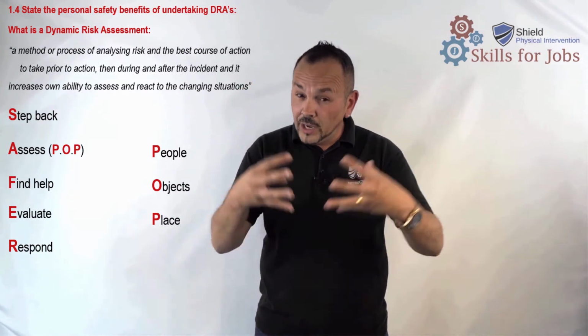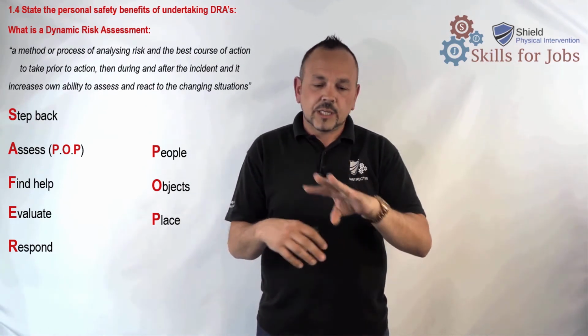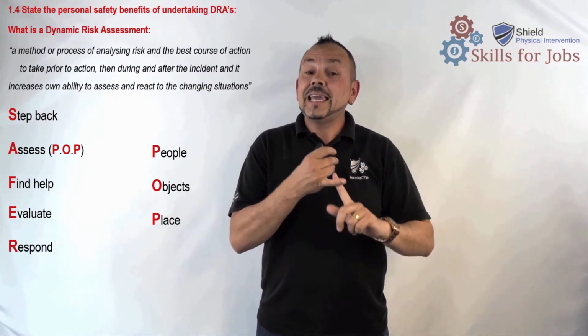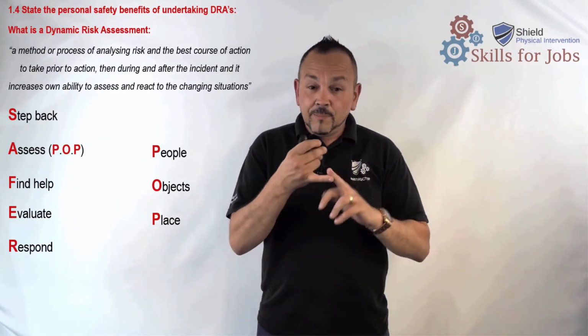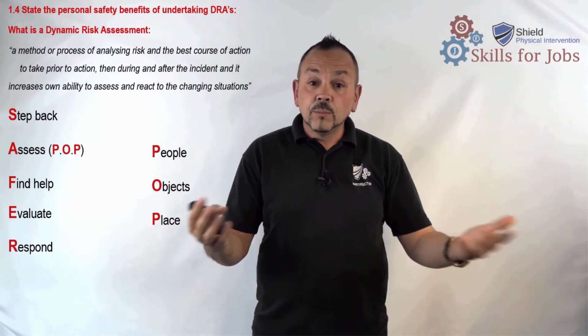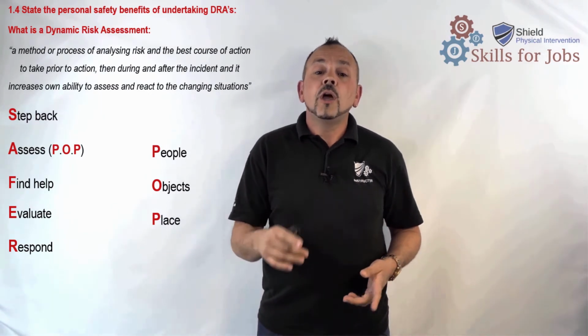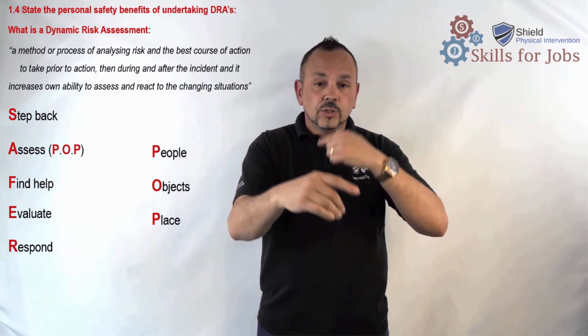Whereas if we're surprised by the outcome, we've got to think on the spot, and thinking on the spot isn't so great. Okay, so that's the dynamic risk assessment. What is it again? S, step back, while we A, assess a threat, and we do that by P, people, O, objects, and P, place, where it's taking place. We think F, which is to find help: do it on our own, or do we need backup? E, evaluate our options, and then R, respond. And of course, when we respond, what would we now be doing? Continuously going back to the re-evaluation process.